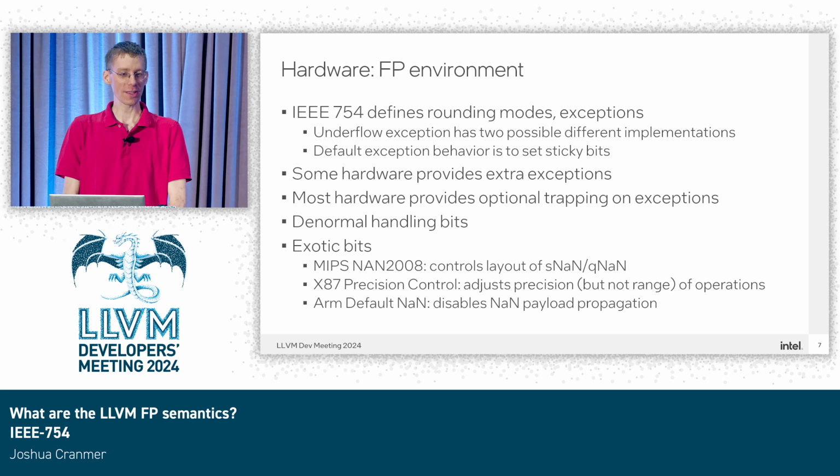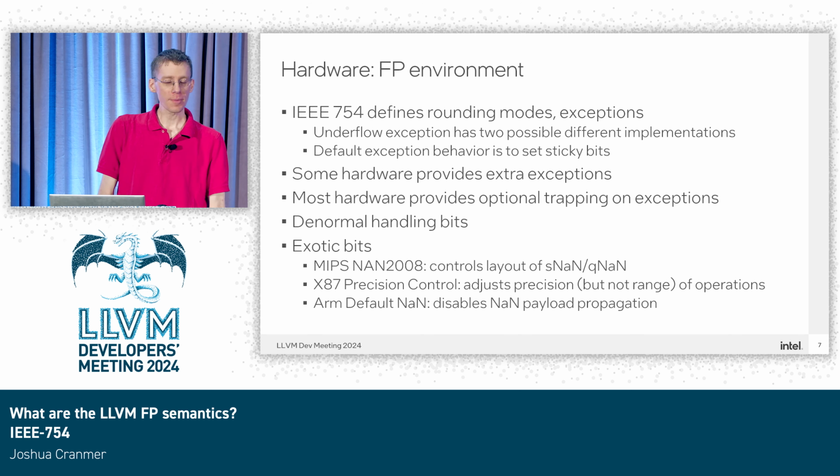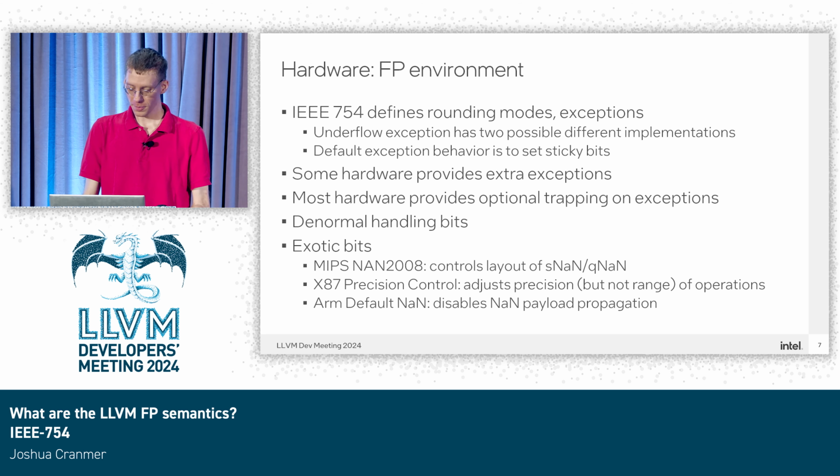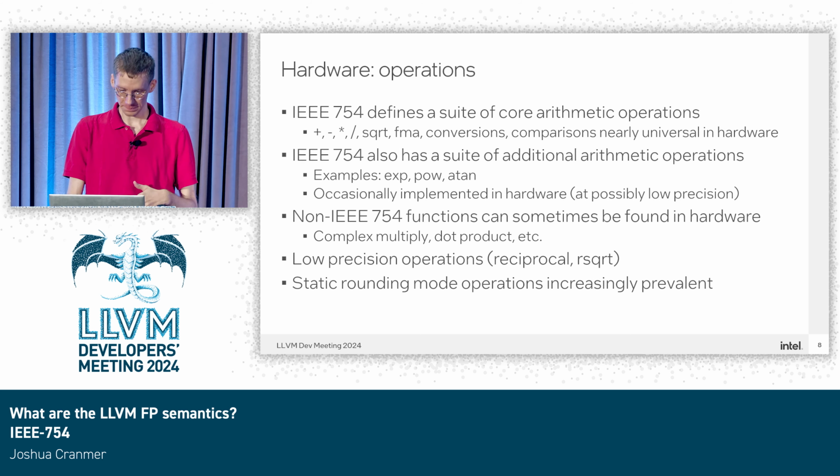The default behavior for exception handling in floating point is to set sticky bits, which will always remain set until something turns them off, and someone actually looks at them. Now, some hardware also goes above and beyond and supports the ability to actually create hardware traps when an exception occurs. As mentioned earlier, a lot of hardware also has support for denormal handling bits. And there's also a variety of exotic bits in other architectures that change the value semantics in all sorts of weird, funky, and fun ways that makes it hard to design a general target independent floating point semantics for LLVM.